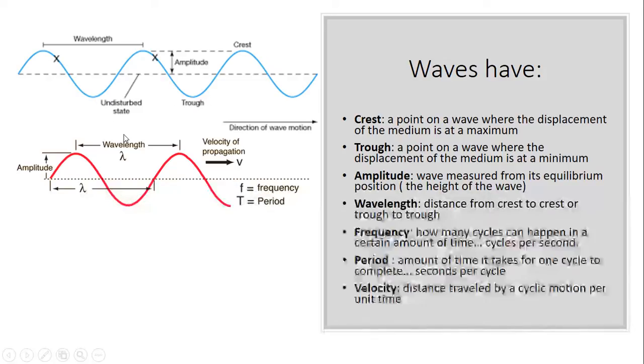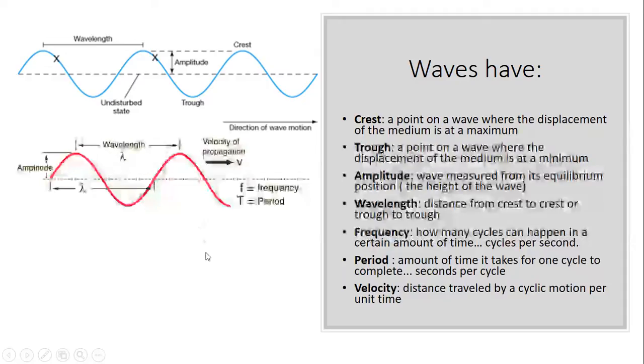Waves also have an amplitude, which is the height of a wave measured from its equilibrium position. So if this is the equilibrium position, then from this to here to the crest is an amplitude. And from equilibrium position to the trough is another amplitude. Waves also have a wavelength, which is represented by lambda. Wavelength is the distance from crest to crest or trough to trough.